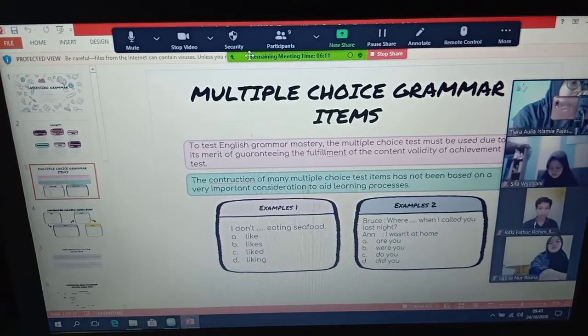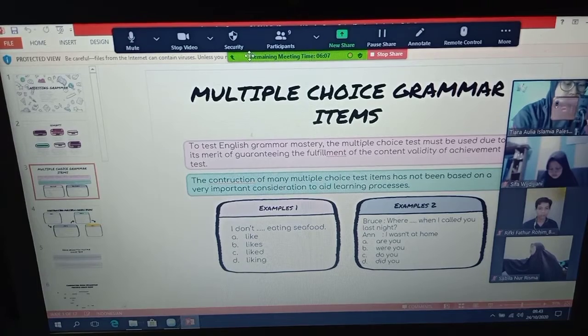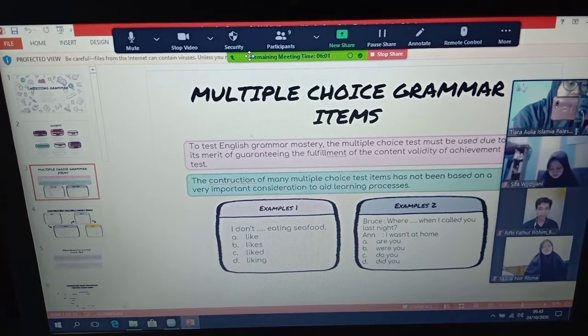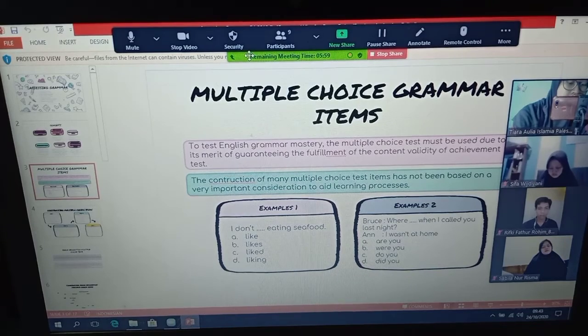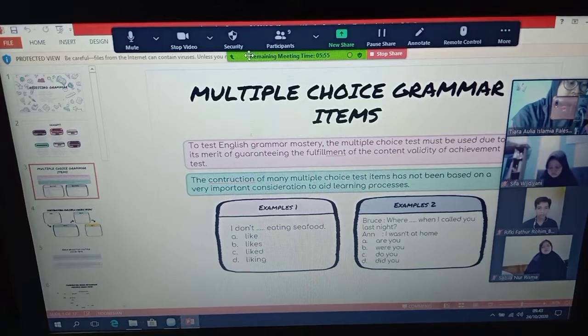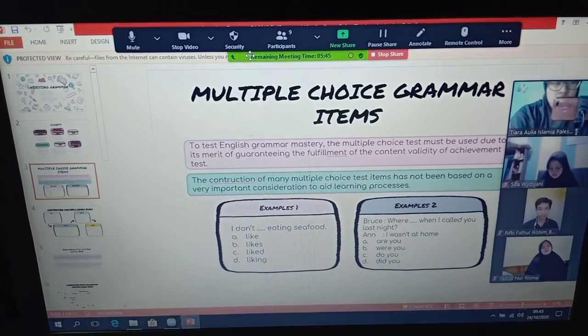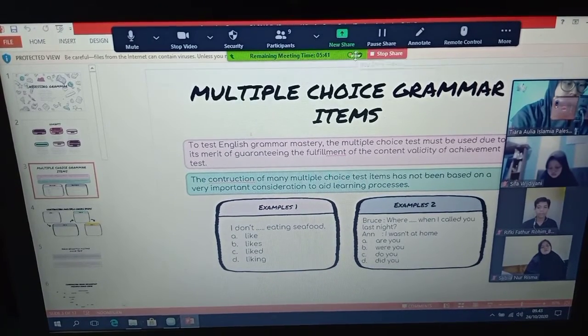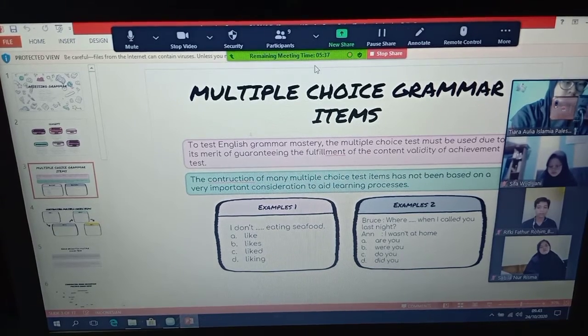To test English grammar mastery, the multiple choice test must be used due to its merit of guarantee development of the content validity of achievement test. The construction of many multiple choice test items has not been based on a very important consideration to aid the learning process. Jadi di sini teman-teman, untuk menguji penguasaan tata bahasa Inggris itu sangat penting. Tes pilihan ganda harus digunakan karena manfaatnya menjamin pemenuhan validitas isi tes prestasi.